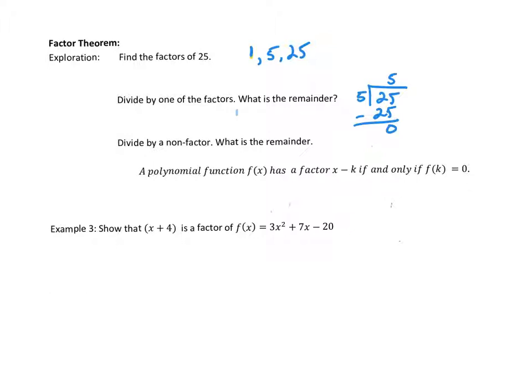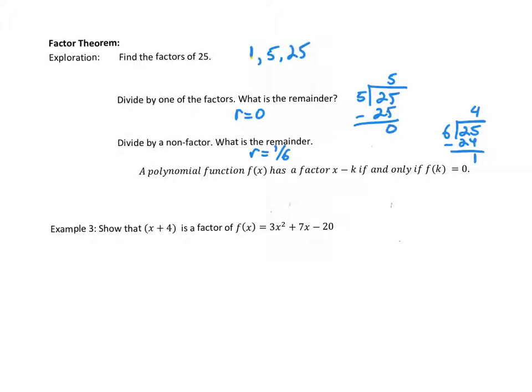The remainder is 0. Divide by a non-factor, what is the remainder? So let's go, if we divide by 6, right? That is not a factor of 25. It's going to go in there 4 times. 4 times 6 is 24. We get 1. In this case, our remainder is 1/6. Okay, so what works for numbers, for integers, also works for polynomials. So a polynomial function, f of x, has a factor of x minus k if and only if f of k equals 0.